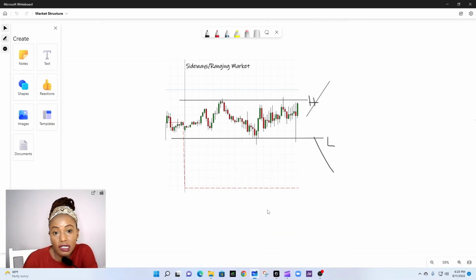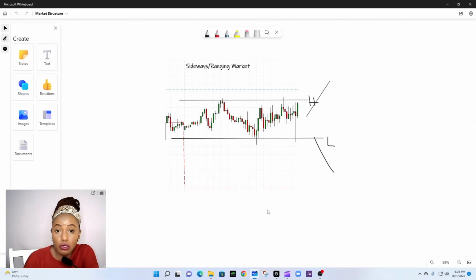So we've seen how to do market analysis using the market structure. We've done an analysis on an uptrend market structure, downtrend market structure, and sideways market structure. We know as a trader, when you open the chart, the first thing you need to do is determine the direction of the market, and also look at where the price is coming from. Is it coming from the high? Is it coming from the low? Then you identify your highs and your lows as the market structure forms.